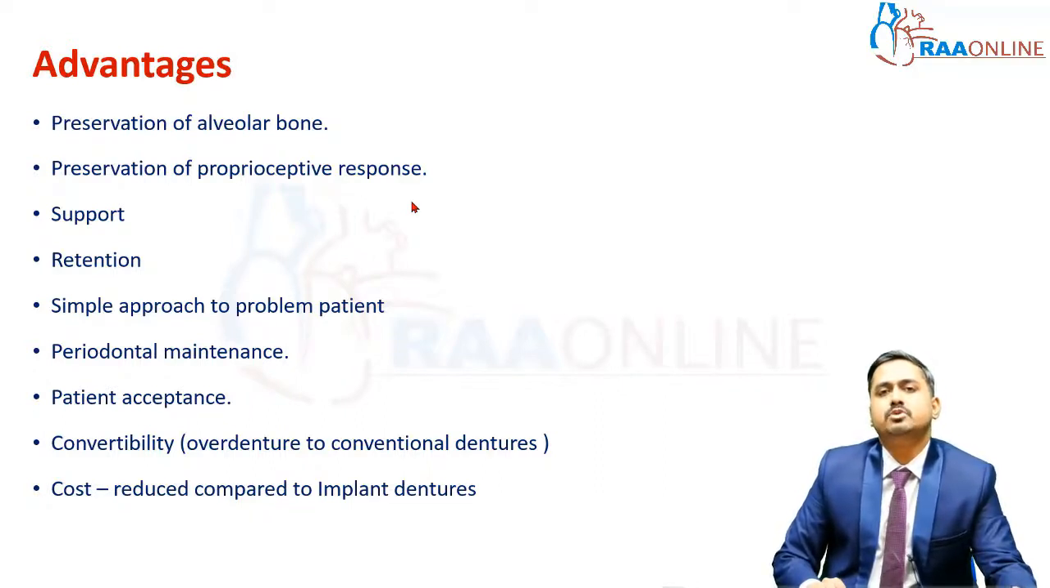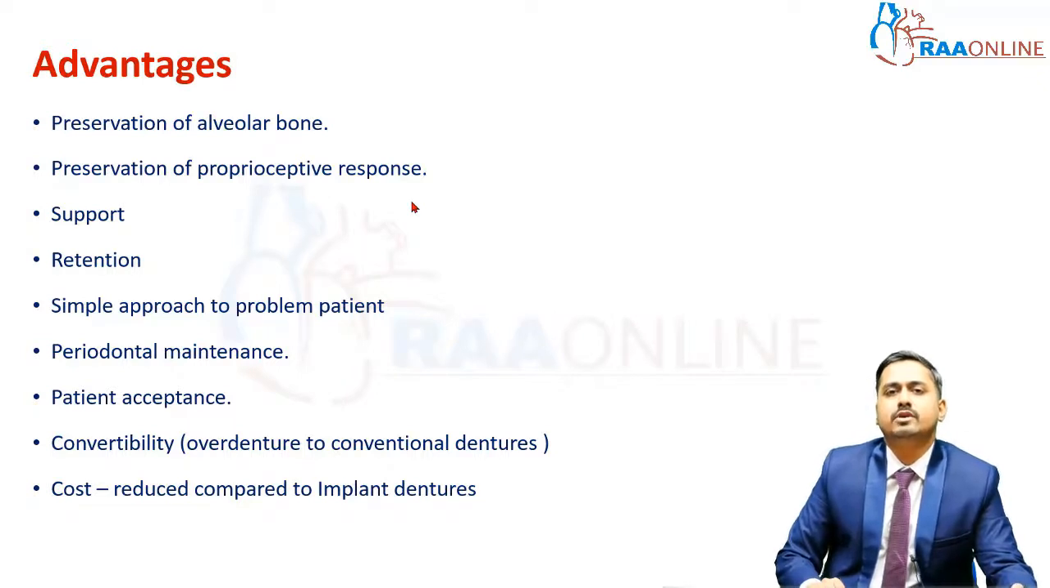A simple approach for the patient who has a problem of retention or lack of retention in the complete denture scenario. Periodontal maintenance: you are maintaining the periodontal fibers, which again have a cushioning effect on the forces being transmitted. Convertibility: once your abutment teeth are lost, an overdenture can be easily converted to a conventional complete denture instead of going for a new fabrication.